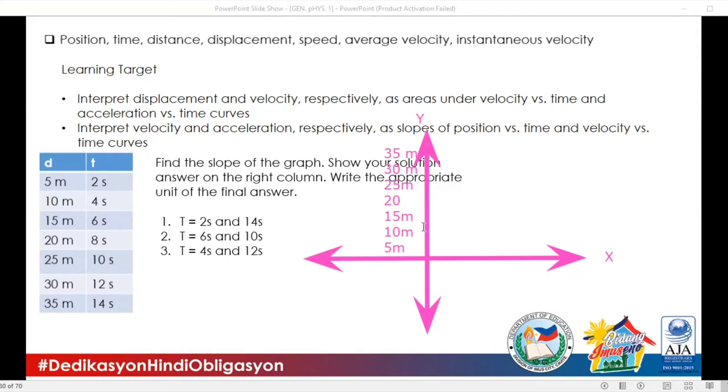Here, let's put time, which is our independent variable. So here you have 2 seconds, 4 seconds, 6 seconds, 8 seconds, 10 seconds, 12 seconds, and 14 seconds.